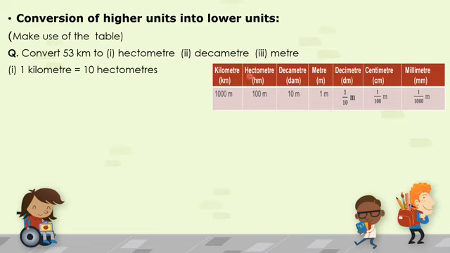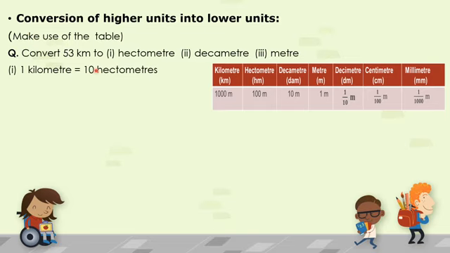So how will you do? First you will have to find the relationship, right? You have to find the relationship that 1 kilometer equals to how many hectometer, 1 kilometer equals to how many decameter, or 1 kilometer equals to how many meters. So 1 kilometer equals to how many hectometer? To find out that, so here 1 kilometer equals to 10 hectometer.